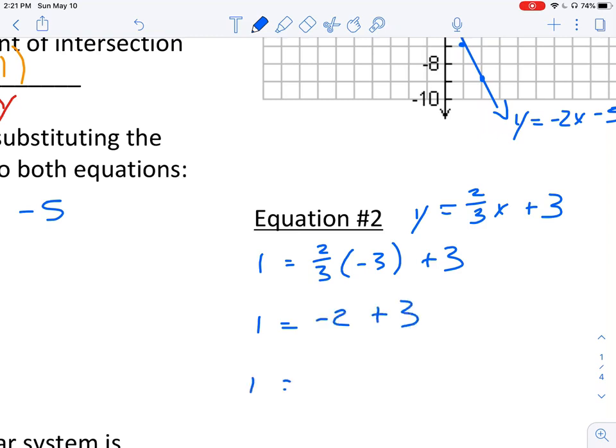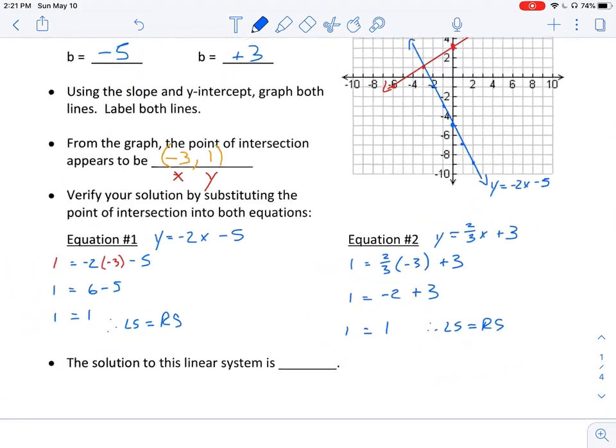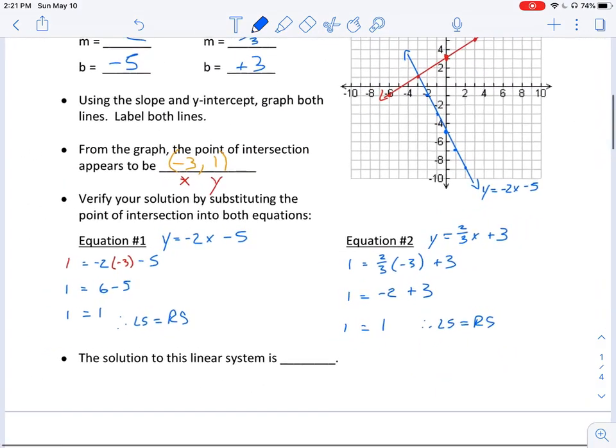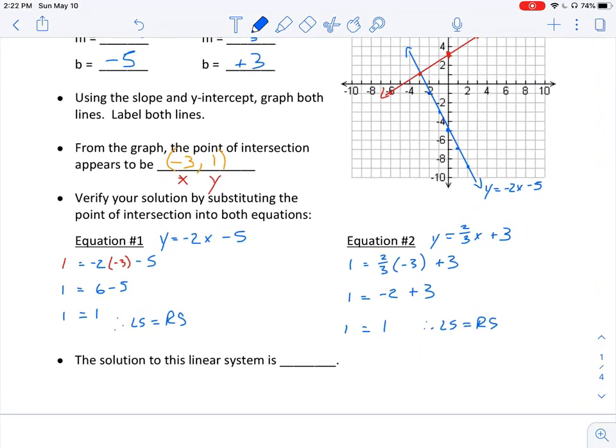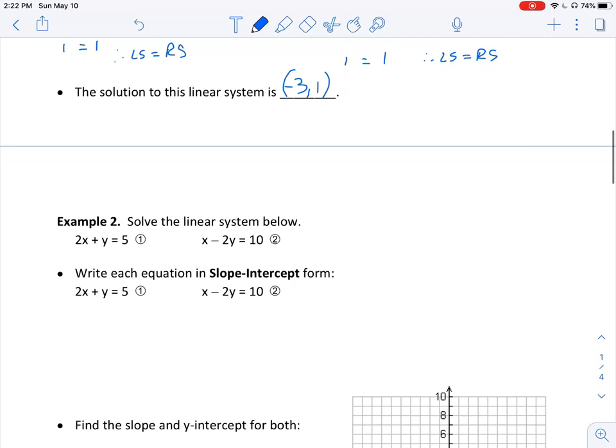And then 1 is equal to negative 2 plus 3, which is 1. Therefore, the left side equals the right side, so they're balanced. So we've gone ahead and proven that the solution to this linear system is negative 3 and 1. Let's go for one more example.